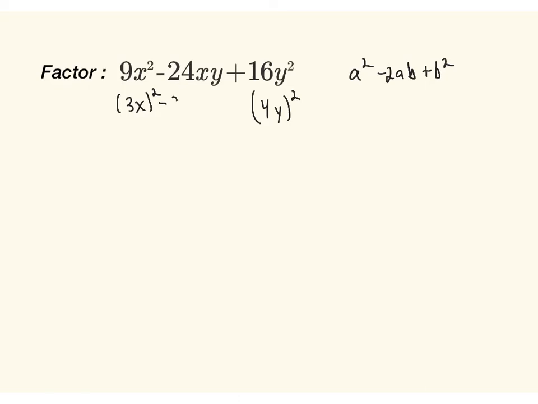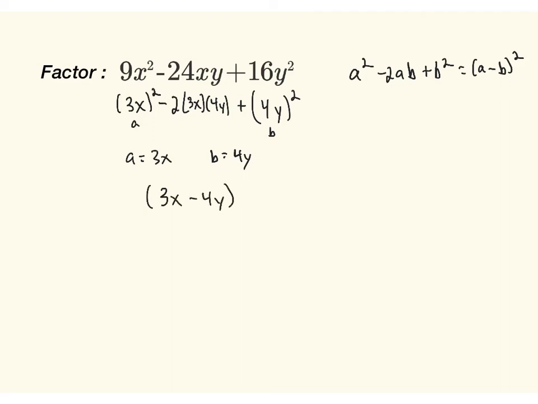the middle term should be 2 times a times b, which would be 3x times 4y, which that is the case. 2 times 3 is 6 times 4 is 24. So this does fit this pattern. So if we use the a is 3x and the b is 4y, then if you remember from the pattern, this factors as (a minus b) quantity squared. So we would have (3x minus 4y) quantity squared.